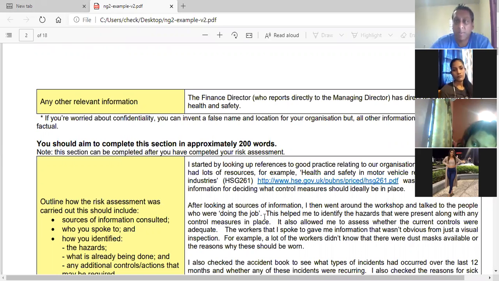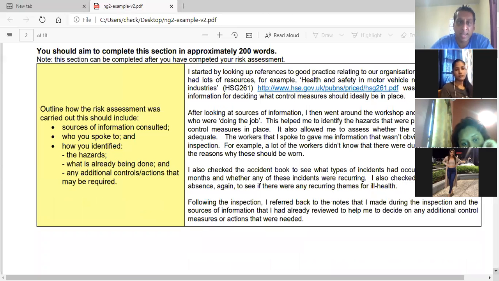I think we had mentioned that normally that is not going to be a safety officer, but more like a safety manager. You may be tempted to say safety officer, but the officer would normally have to report to someone. So that is what you'll find here: the finance director, who reports directly to the managing director, has direct responsibility for health and safety. This piece of it here is known as the methodology.